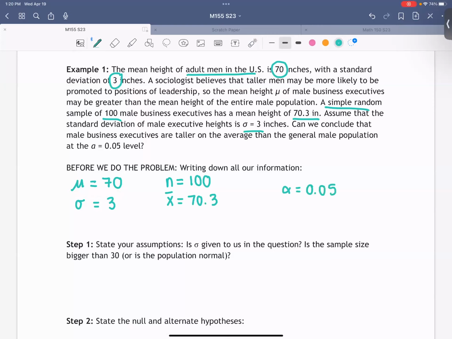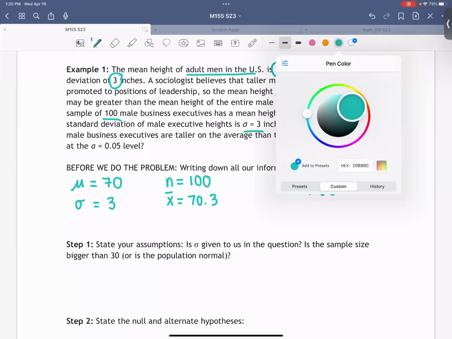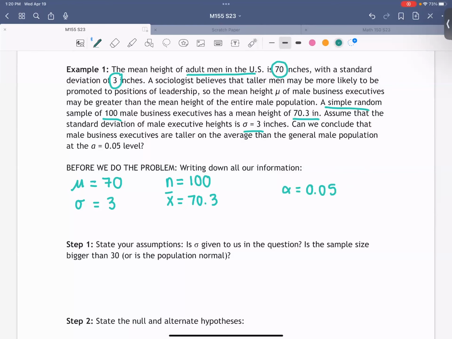Okay. So we got through the scary paragraph. We don't have to go back and read it because all our information is written down over here. Also, I feel like I need to write in a little bit darker ink. Okay, there we go. Let's do step one.